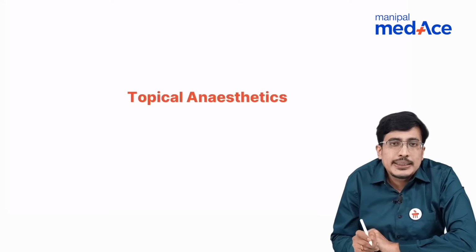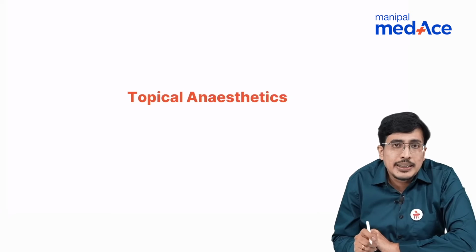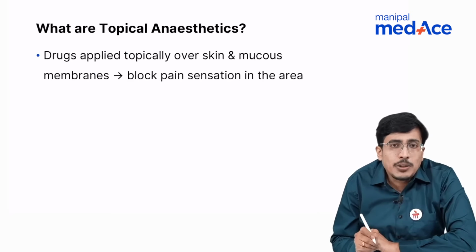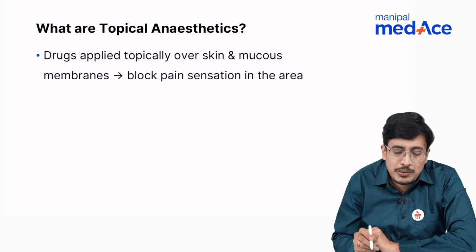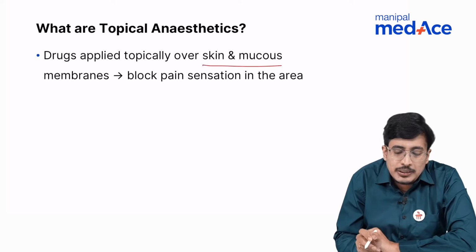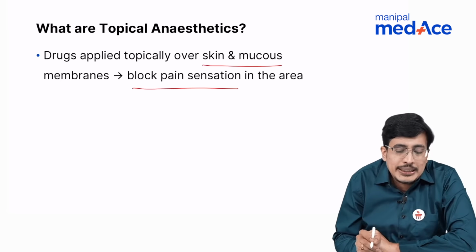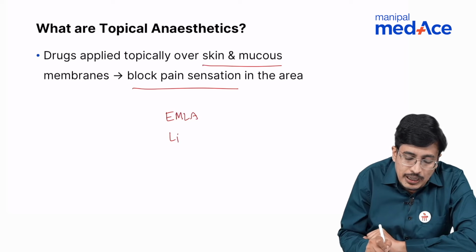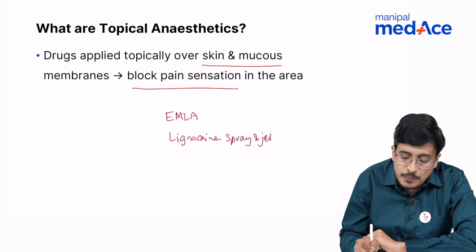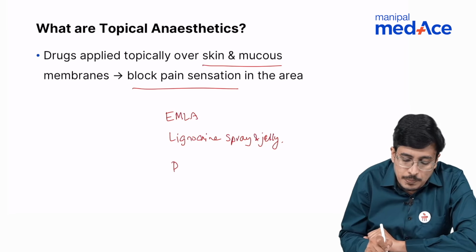Coming on to the next set of agents, that is topical anesthetic agents. What are these topical agents? These are the drugs that are topically applied over the skin and the mucous membranes to block pain sensation in that particular area. Examples for topical anesthetics include the EMLA cream, the lignocaine spray and jelly, and proparacaine topical eye drops.